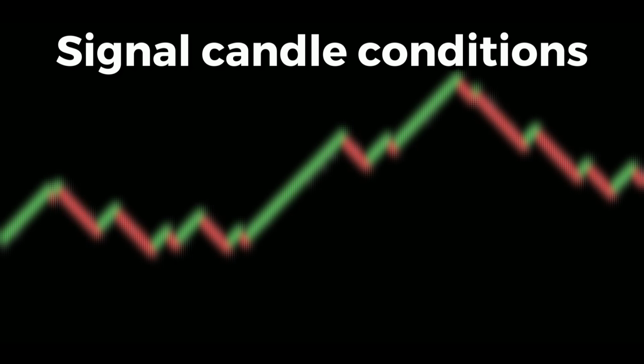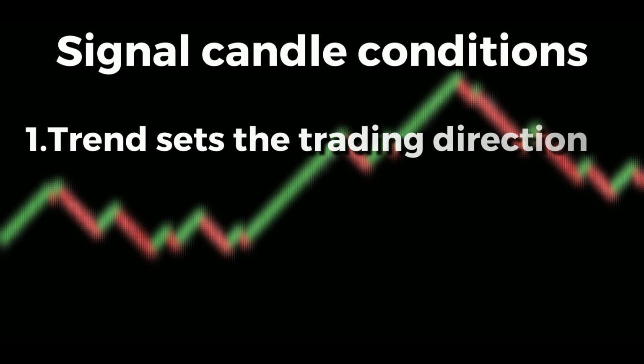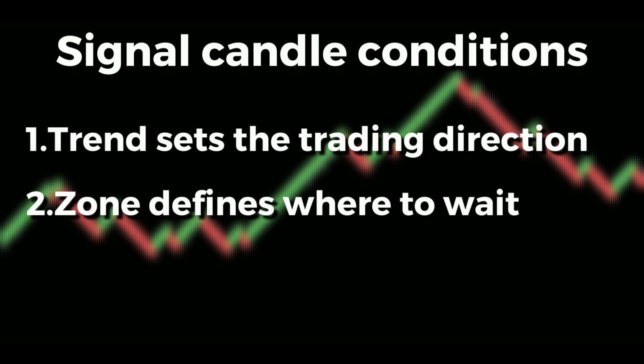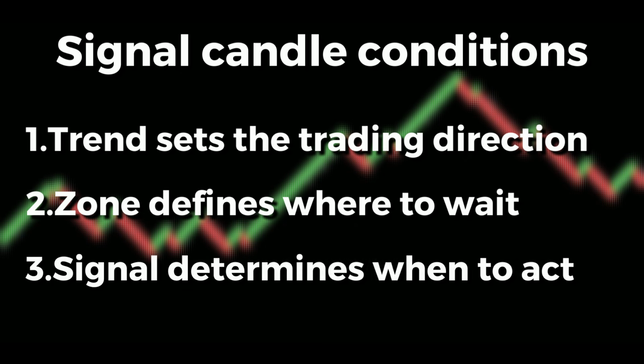To obtain a reliable trading signal, 3 core conditions must align. First, trend sets the trading direction. Second, zone defines where to wait. Finally, signal determines when to act. When all 3 elements align, the setup offers a higher probability trade with a clearer edge.